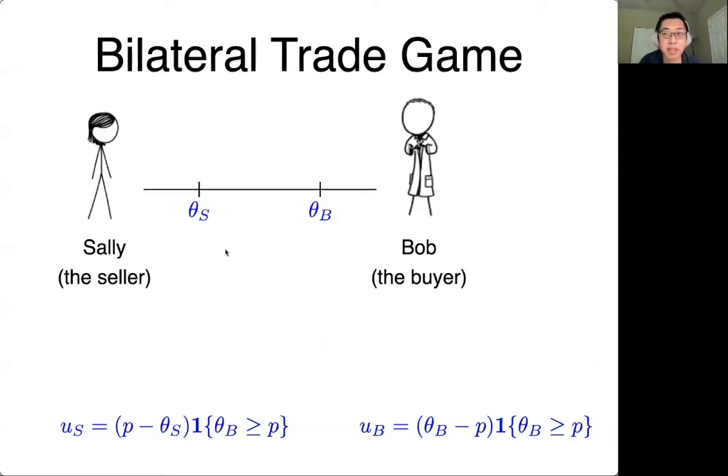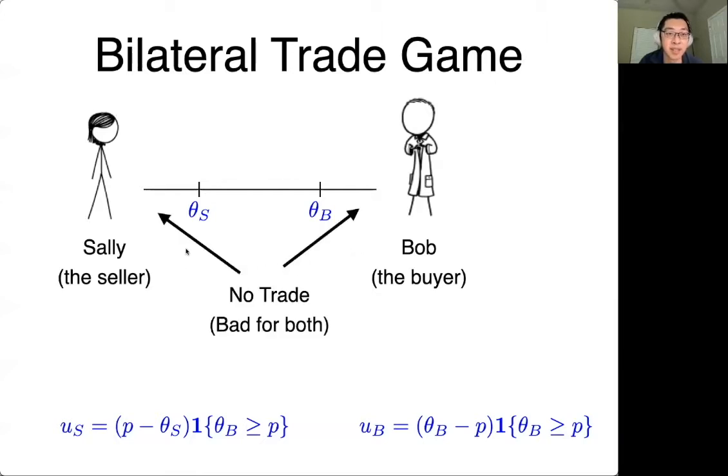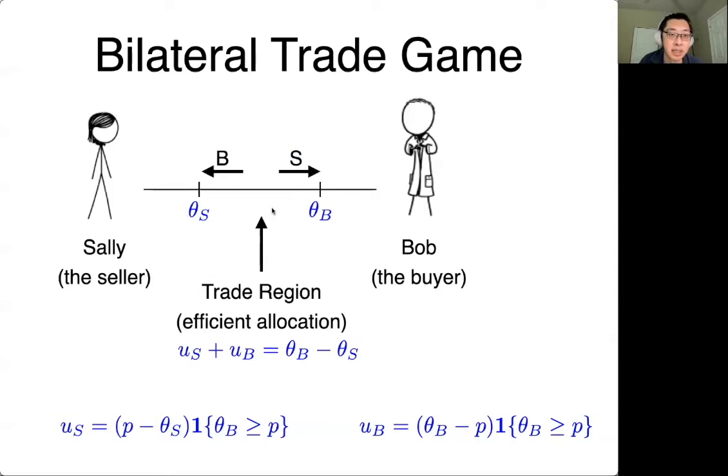So we can depict the situation in the following figure. In the case where theta S is less than theta B, we can write down the price on this number axis. So if the price is less than the cost, or if the price is higher than the value, then there won't be a trade because one of the players won't be willing to take the trade. And if P lies between theta S and theta B, then there can be a trade.